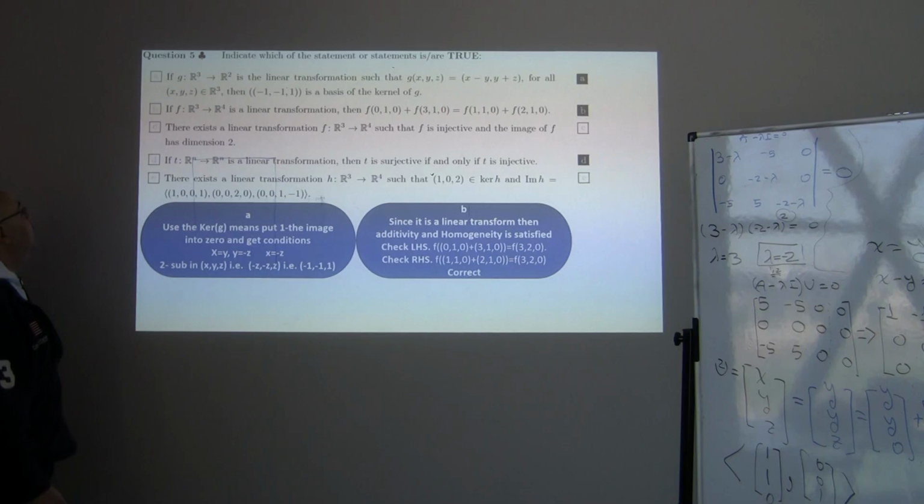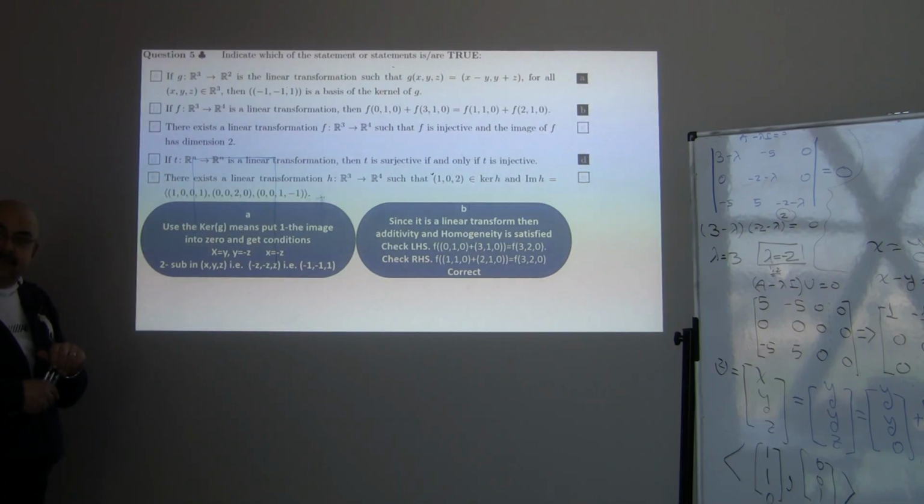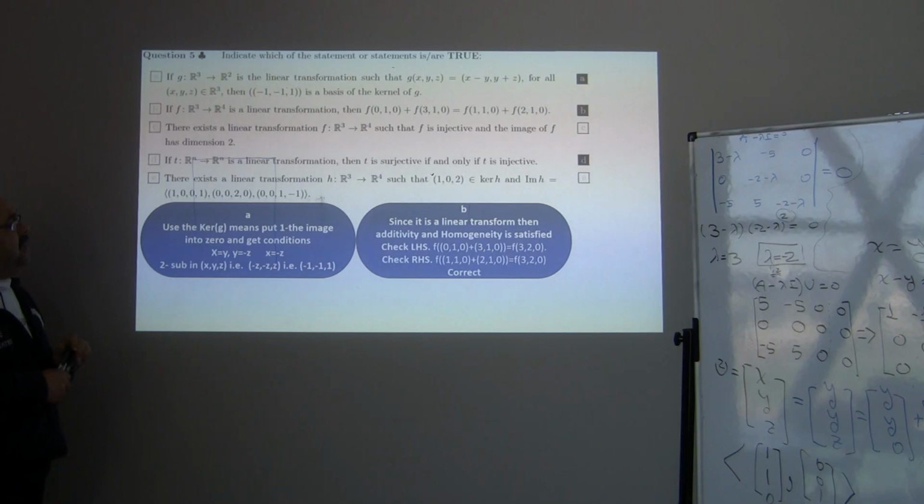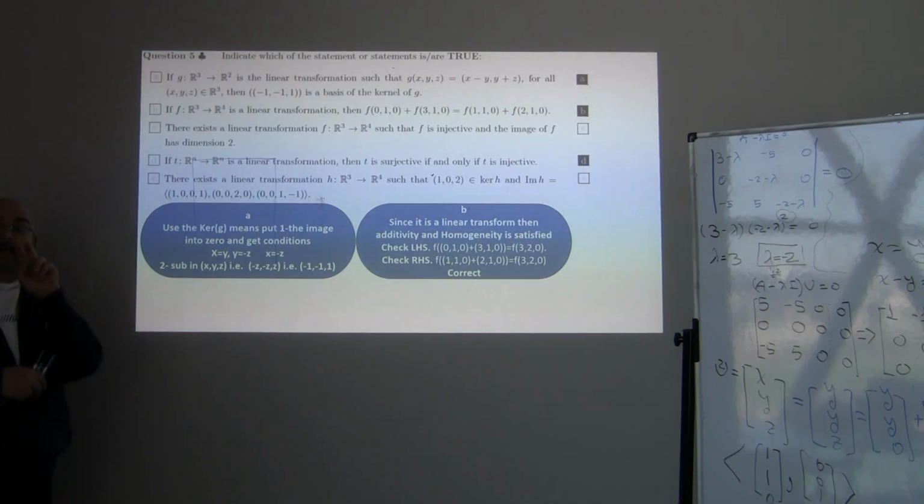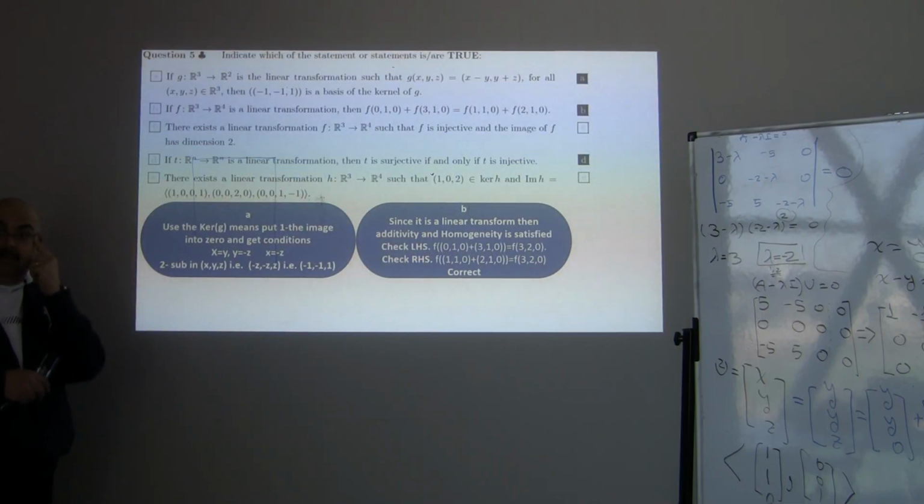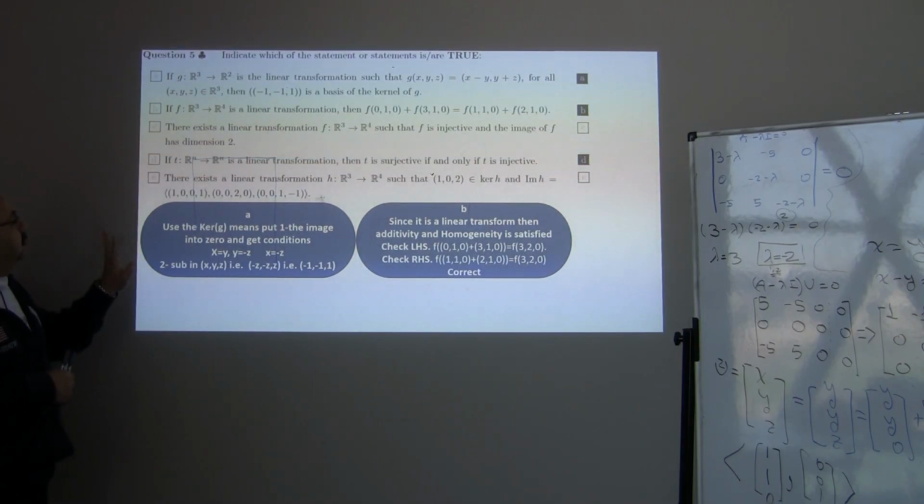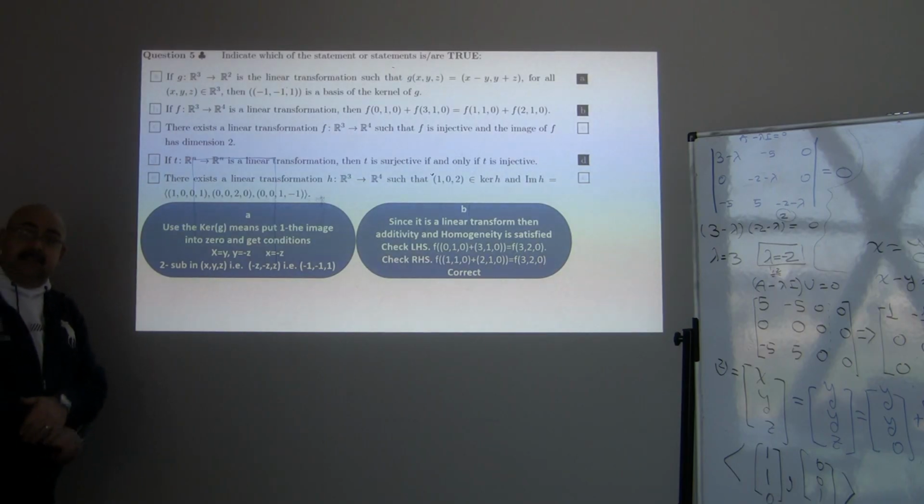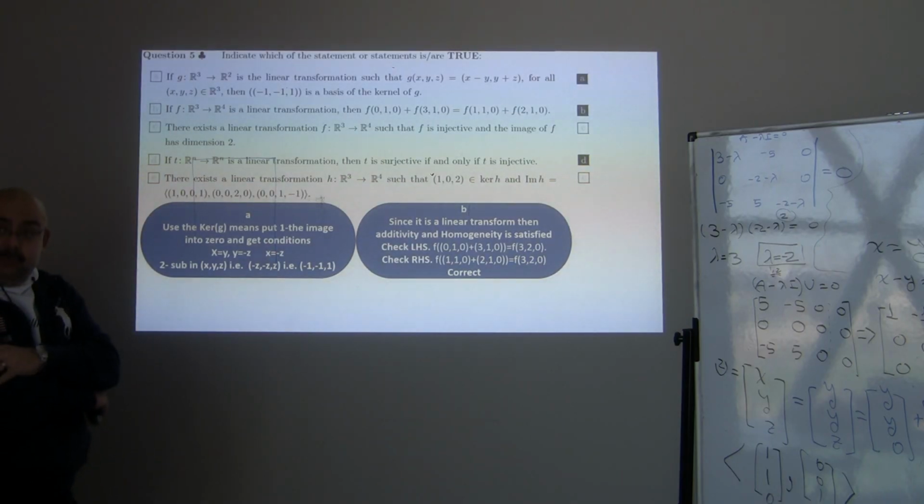Let's come back and think again. What does he say in number C? He says there exists a linear transformation f moving from R3 into R4, such that f is injective and the image of f has dimension 2. Let's think. The transform moves you from R3 to R4. To be injective, the kernel must equal 0, but the dimension must be 3.